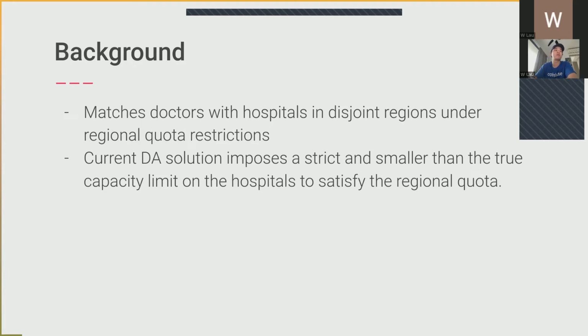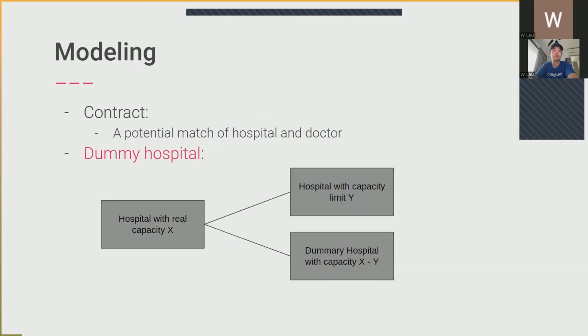So the authors propose a new way to do this, so as to get around that restriction. Okay, a little bit of context first. What they call a contract is basically a potential match between the hospital and the doctor. And then they also create this thing called a dummy hospital. What that means basically is to model the extra capacity of the hospital as a separate hospital.